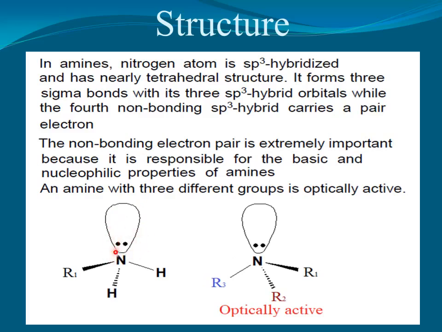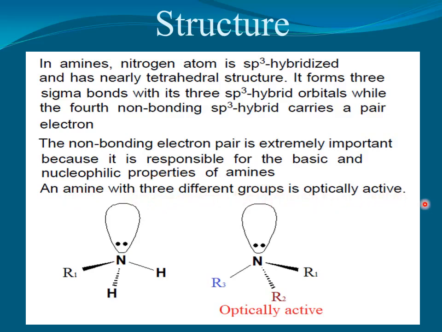Now this non-bonding electron pair is extremely important because it is responsible for the basic and the nucleophilic properties of amines. It means it can abstract a proton as well as donate its lone pair to any electron deficient species. An amine with 3 different groups attached to it is optically active. Remember students, we have studied that when a carbon atom is attached to 4 different groups, then it is optically active. Now in case of amines, we say that if it is attached to 3 different groups, then that amine is going to be optically active.